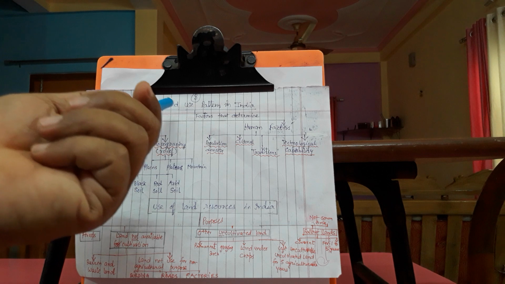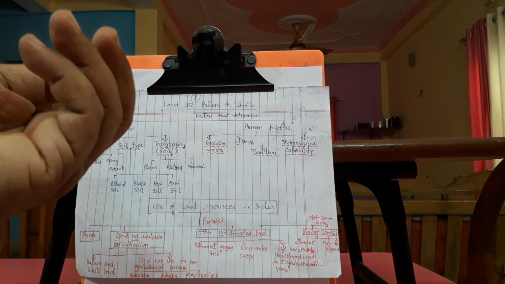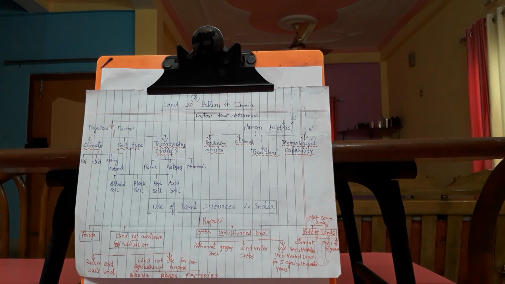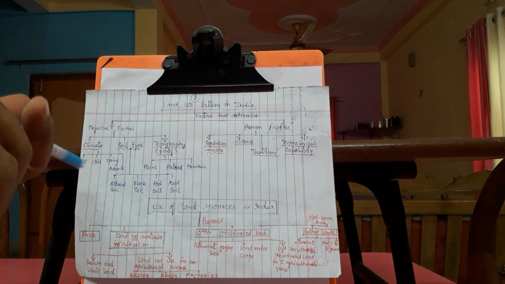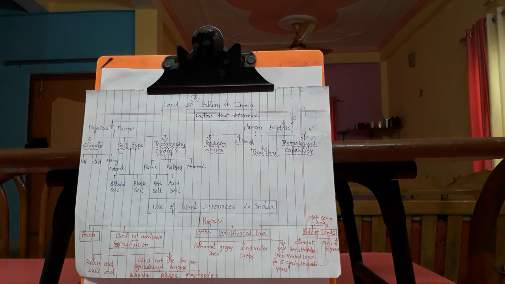So in the land use pattern, climate is there. Climate may be hot or cold, or it may be spring, or it may be autumn. Similarly, the soil type is there: alluvial soil, black soil, red soil, and arid soil. For example, here arid soil is there.